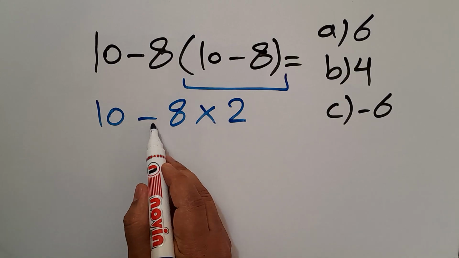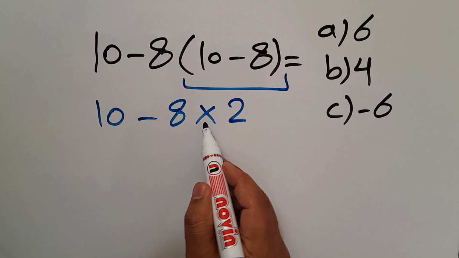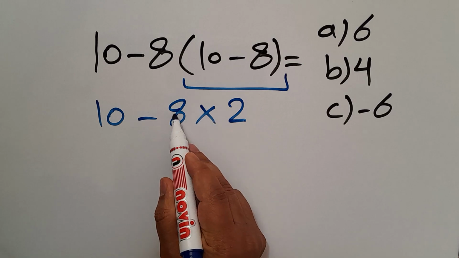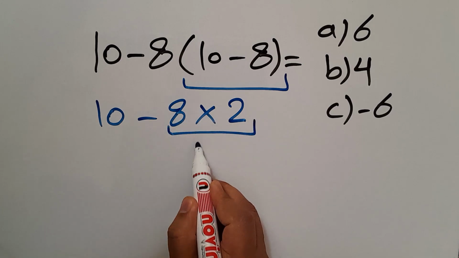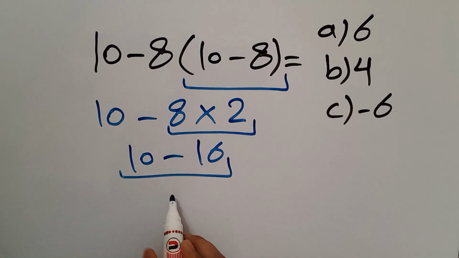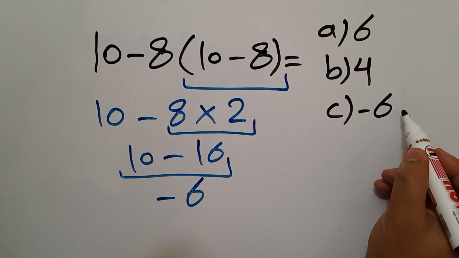Now, we have one subtraction and one multiplication. As we know, multiplication has higher priority than subtraction. So first we have to do this multiplication. 8 times 2 gives us 16. So 10 minus 16, which equals negative 6. So our final answer to this problem is just negative 6. That means option C is correct.